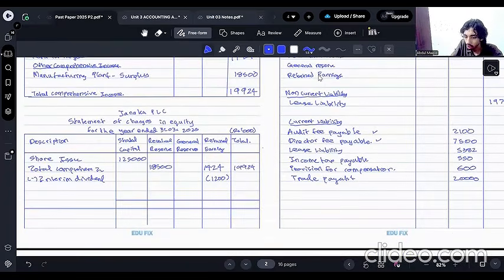Okay, total will be 125,000, 18,500, no general reserve, and the retained earnings 1,424 minus 1,200, 224. Your total equity will be 125,000 plus 18,500 plus 224, that is 143,724. Okay, next.